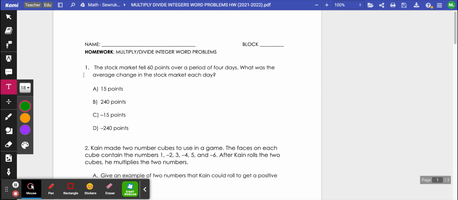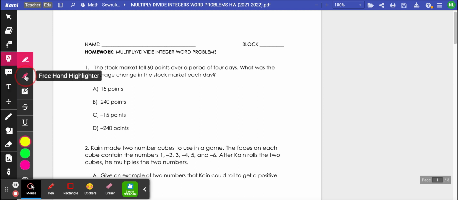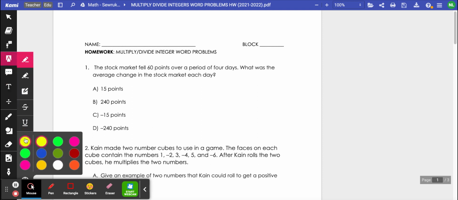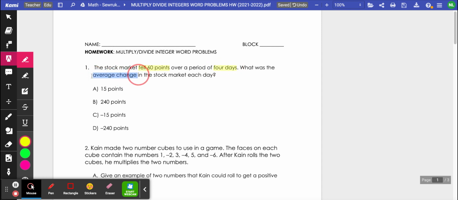So problem number 1. The stock market fell 60 points over a period of 4 days. What was the average change in the stock market each day? It will be important to note that we're talking about the stock market falling 60 points over a period of 4 days. And they want to know the average change.